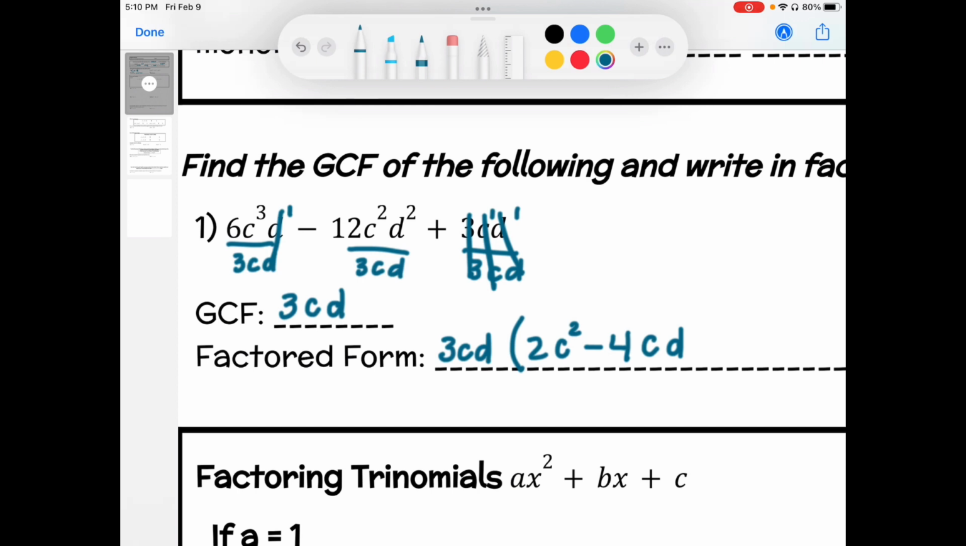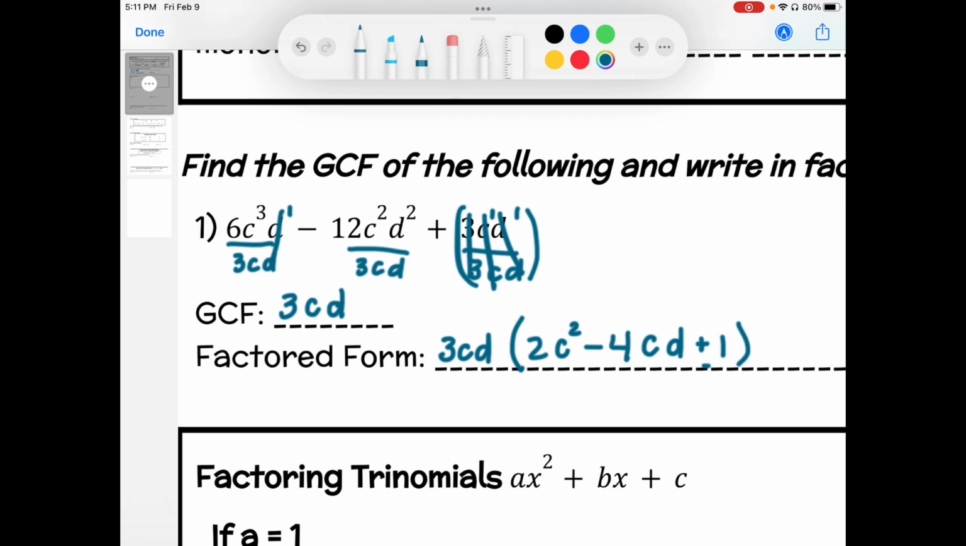So a lot of people, their instinct is to just close off the parentheses and say we're done. But anything divided by itself, this whole thing right here, is going to equal 1. So we can't just have that term gone. So if we started out with 3 terms, we should still have 3 terms within these parentheses.